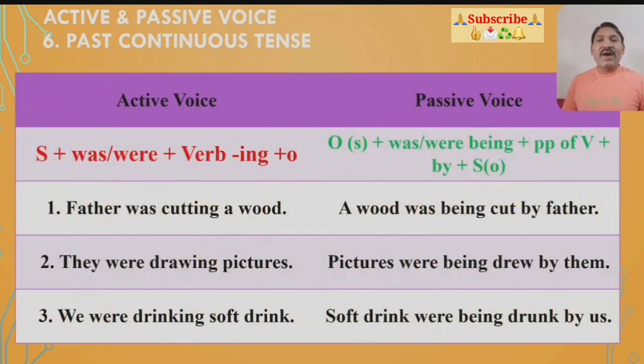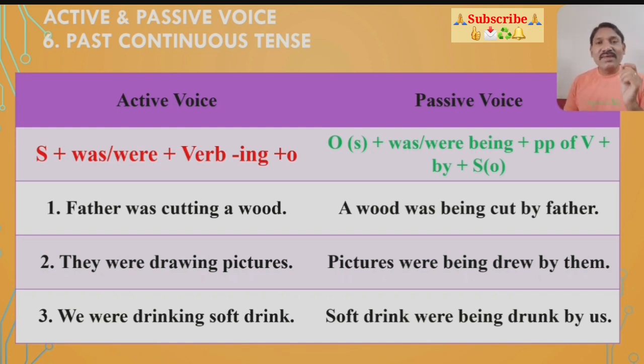Now next we are going to understand past continuous tense. First of all, let's have the structure. Subject plus was, were, ing form of the verb plus object in active voice. Now in passive voice, what will be the structure? Object plus was, were, being. Why are we using being here? Because the active voice sentence is in continuous tense. So was, were, being plus past participle of the verb, plus by plus subject.